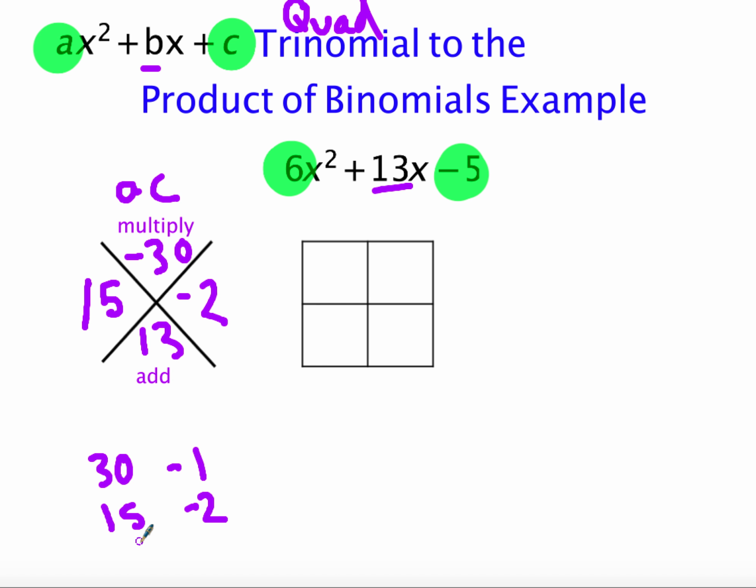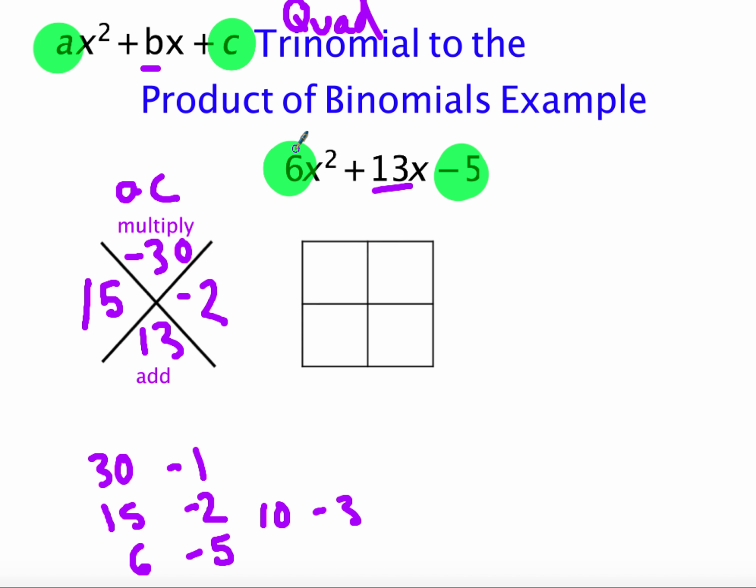I could have tried some other ones. I should have fake tried those, like 6 and negative 5. What else? 10, negative 3. None of those work. None of those add to 13, but 15 and negative 2 do.